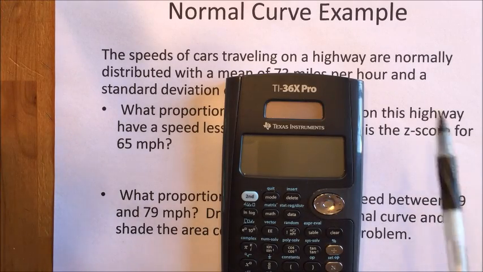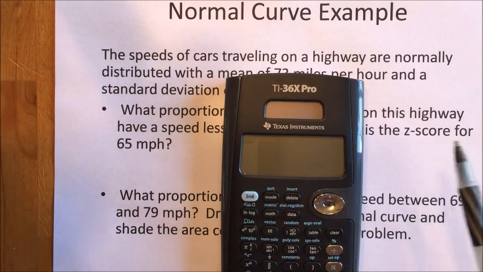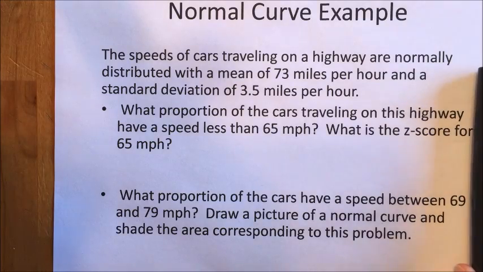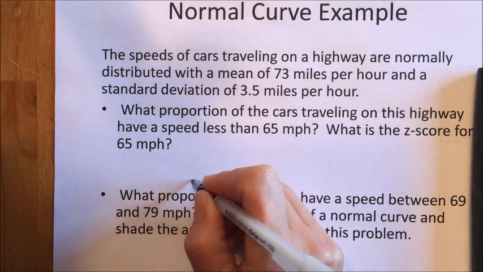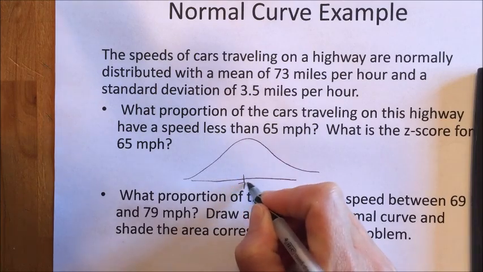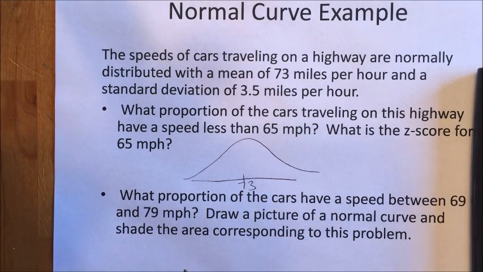In this clip, I'm going to demonstrate how to do normal curve examples with the TI-36X Pro. This normal problem is finding areas underneath a given normal curve. The problem we're dealing with is speeds of cars traveling on a highway. They are normally distributed with a mean of 73 and a standard deviation of 3.5.